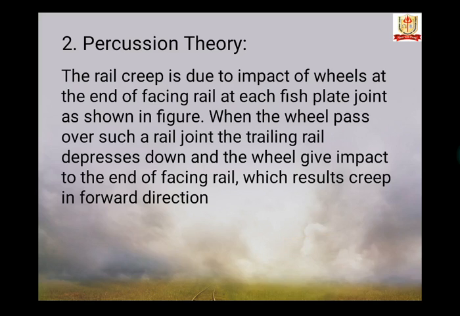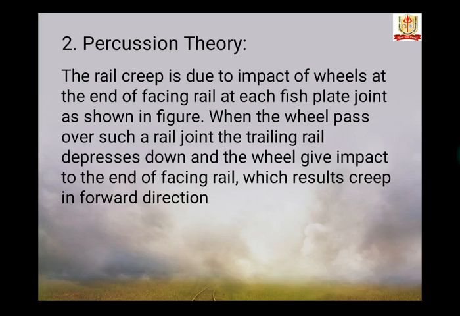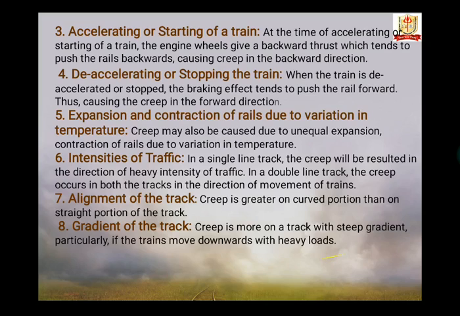When the wheel passes over such a rail joint, the trailing rail is depressed down and gives the impact to the end of the facing rail, which results in creep. This creep is very small in a single impact, but the cumulative effect of the number of wheels in quick succession results in sufficient creep.